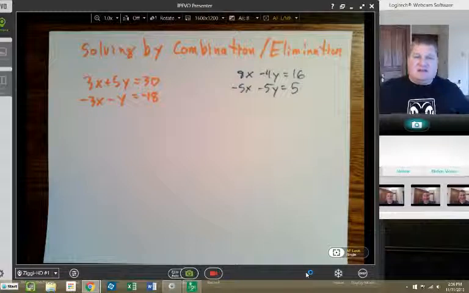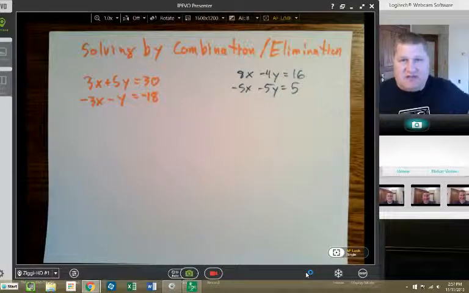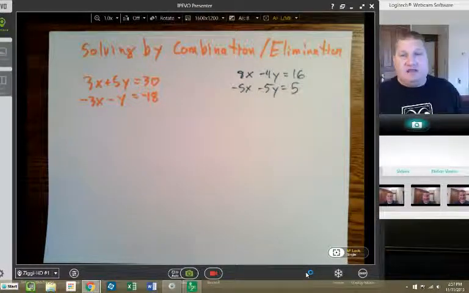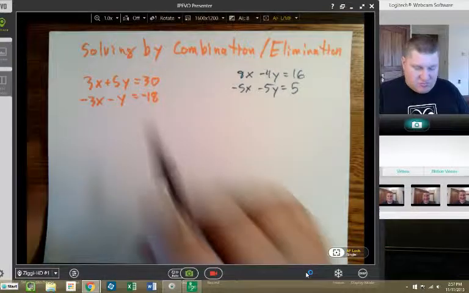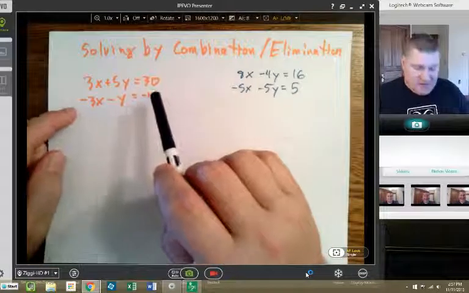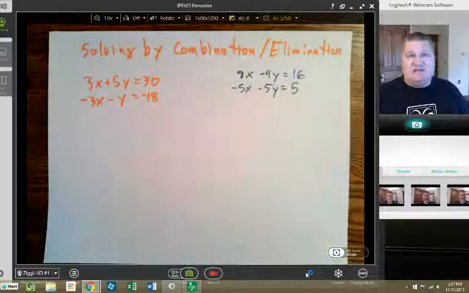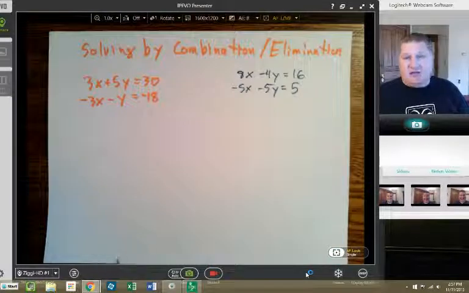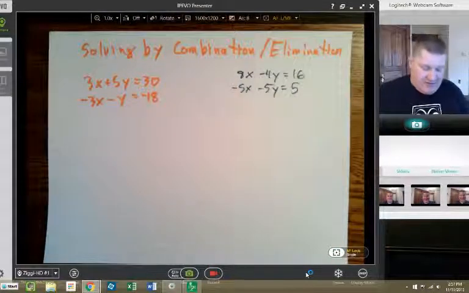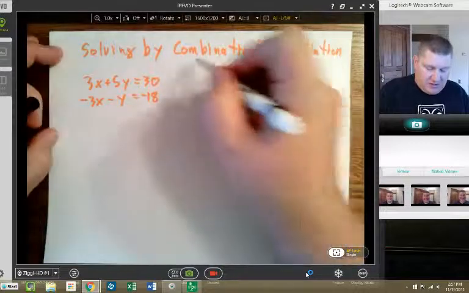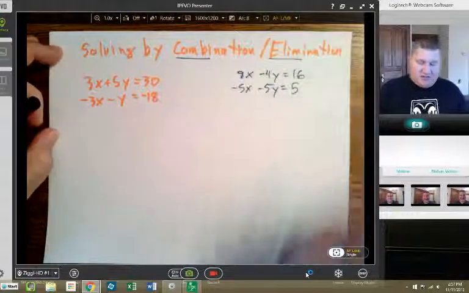it's not because we don't like graphing or because it takes so long. It's because it's going to be inaccurate. What we want to do is we want to find a different method that is guaranteed to give us a more accurate answer every time. Now, in this case, we're going to do what's called the combination or elimination method.